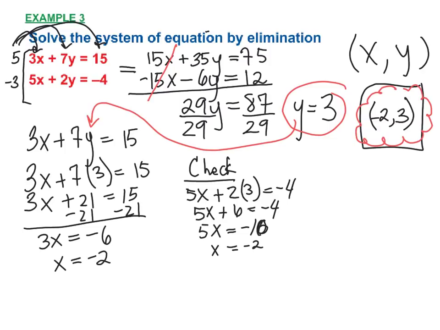So those are the 3 methods of solving a system of equations: graphing, which shouldn't be used often, substitution, and elimination. And they all warrant themselves for times that they should be used.